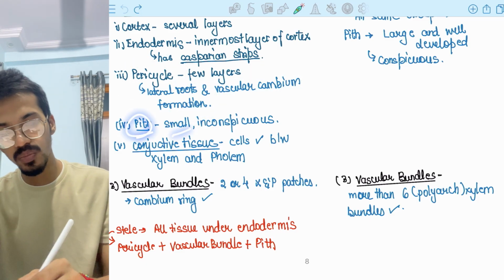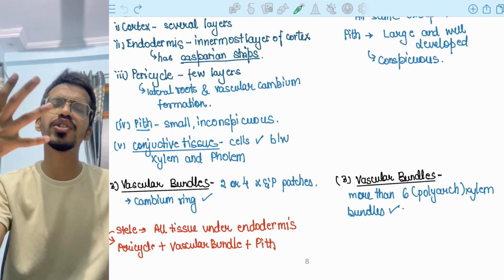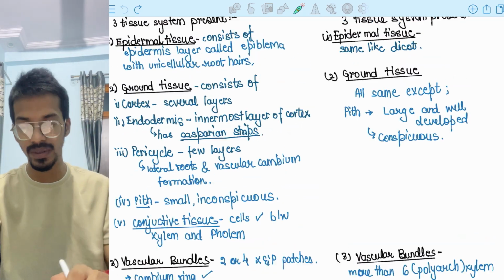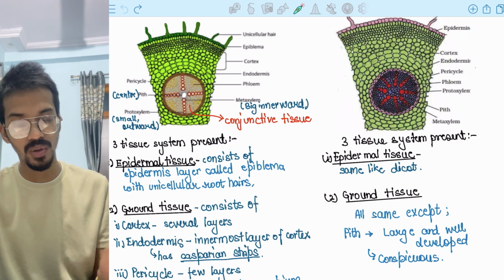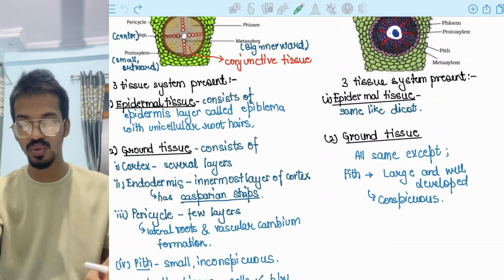Then the pith, it is small and inconspicuous. Small inconspicuous means not visible, not appreciable. It is very small over here, whereas this is bigger compared to this over here.